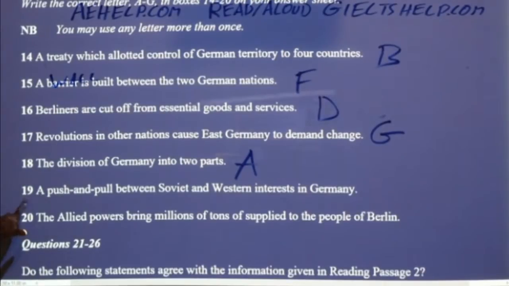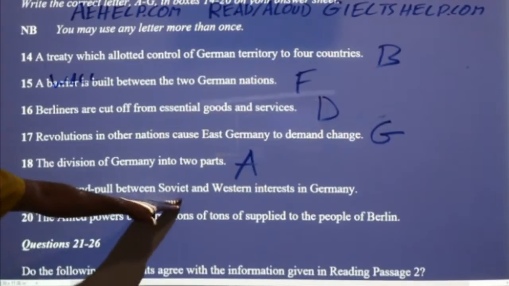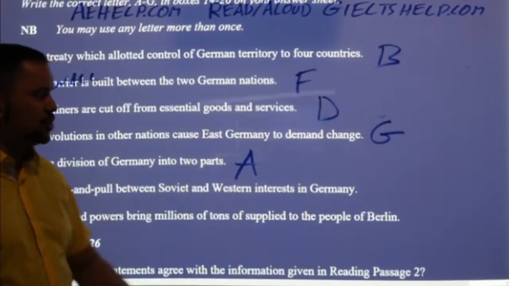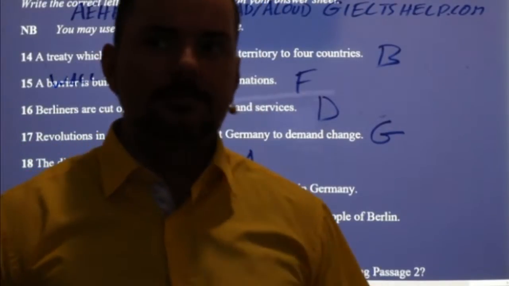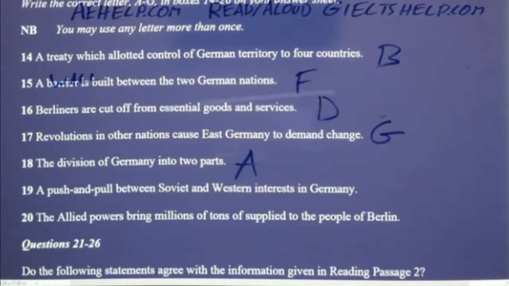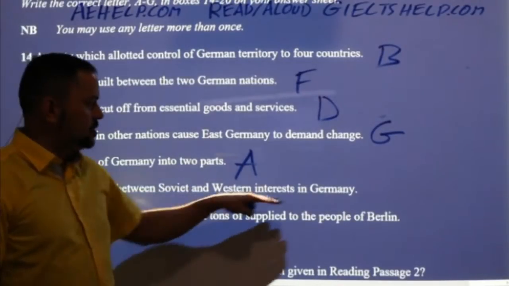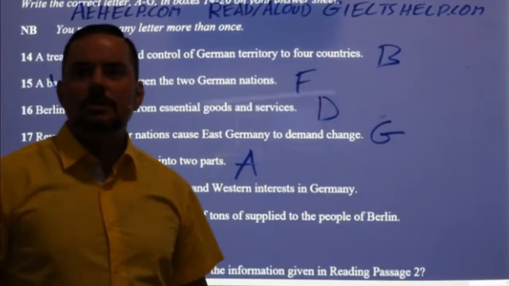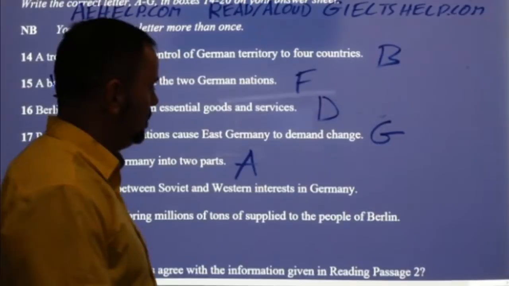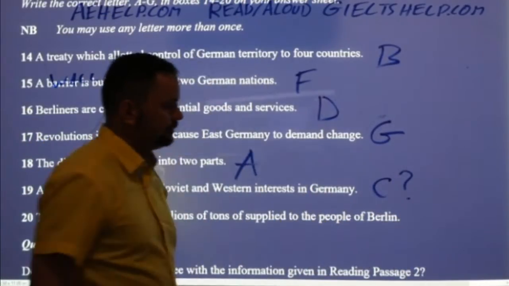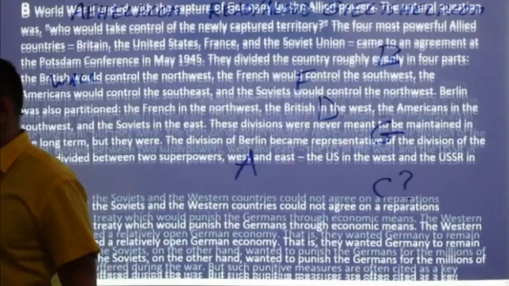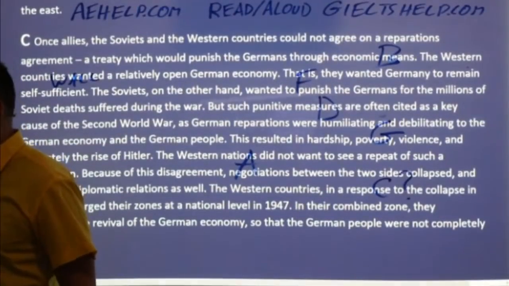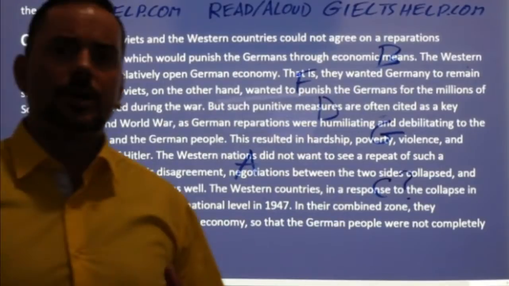Number 19, a push and pull between Soviet and Western interests in Germany. So that's where the conflict starts to happen. So again, that's probably somewhere in the beginning, maybe B or C. Kavit is saying, I think that was C. So if you're like, I think it's C, go check it. You have enough time. If you're answering every second question with confidence, then you have time to check the ones where you're not 100% sure.